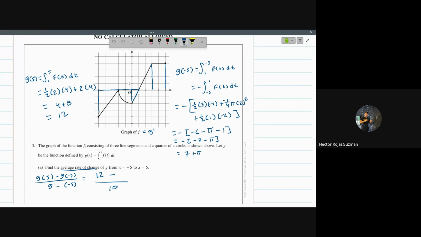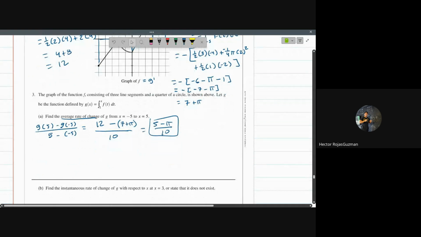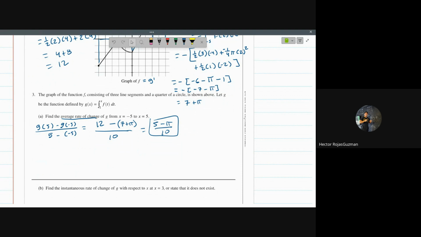That's what the integral is, right? But that's what g of -5 is. So make sure you put it in parentheses here and put 7 plus pi. So this becomes 5 minus pi over 10. And that's what the average rate of change is. Okay, maybe the question wasn't as simple as I thought, but at least you get a point right off the bat by doing g of 5 minus g of -5 over 5 minus -5.